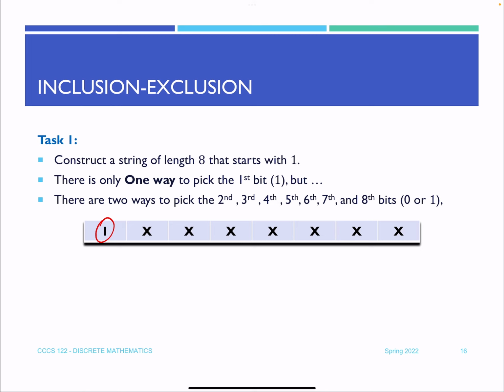But there are two different ways to pick the second, third, fourth, fifth, sixth, seventh, and eighth bits. Each of these can be either 0 or 1, which means, according to the product rule, this can be done in 2 to the power 7, or 128, different ways.